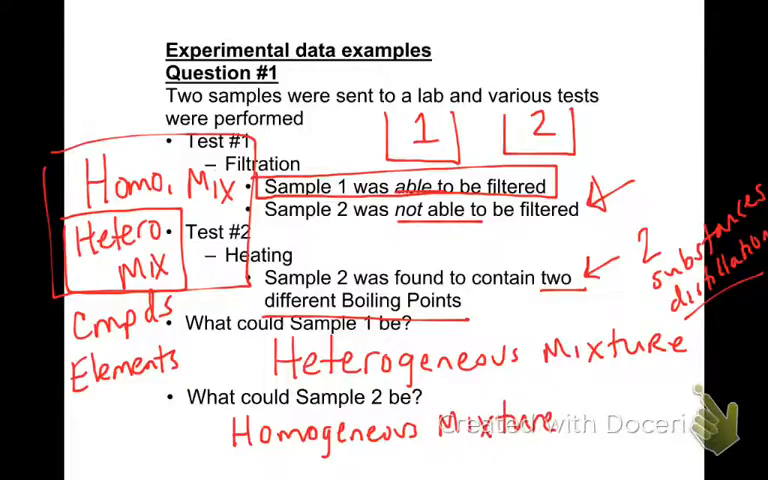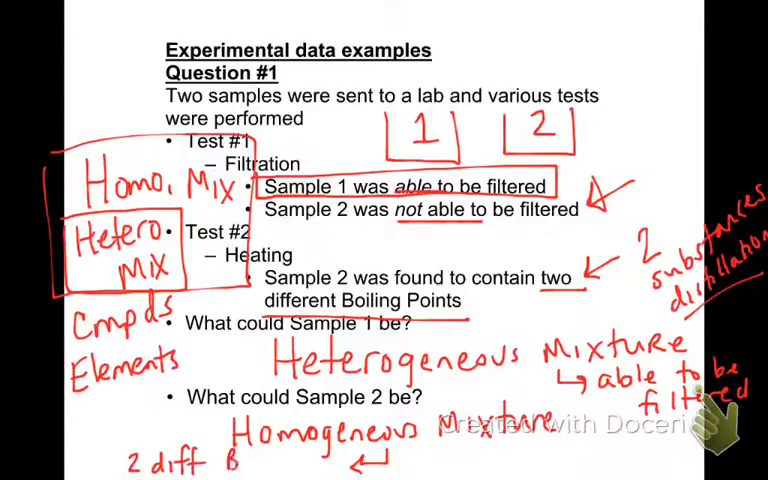So our telltale sign for what sample 1 had to be was the fact that it was able to be filtered. And for sample 2, what gave it away for a homogeneous mixture was that we had 2 different boiling points.